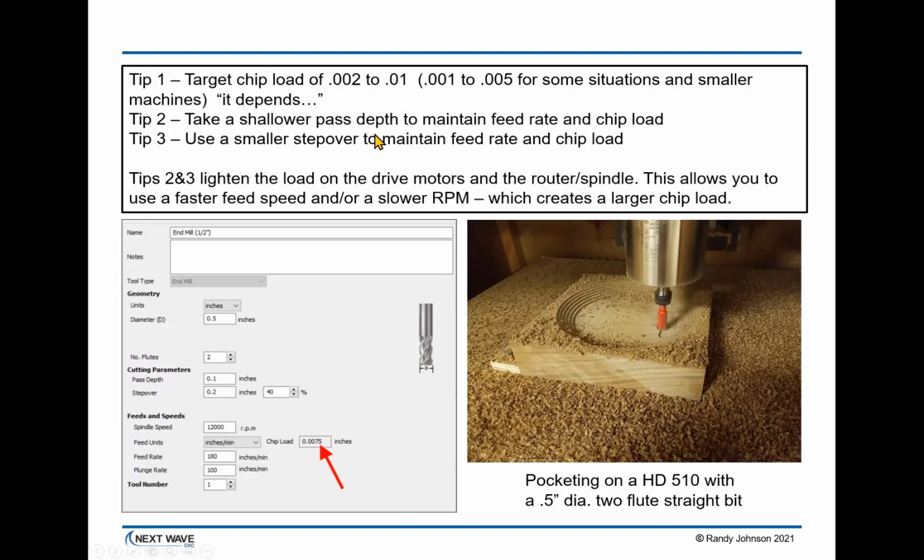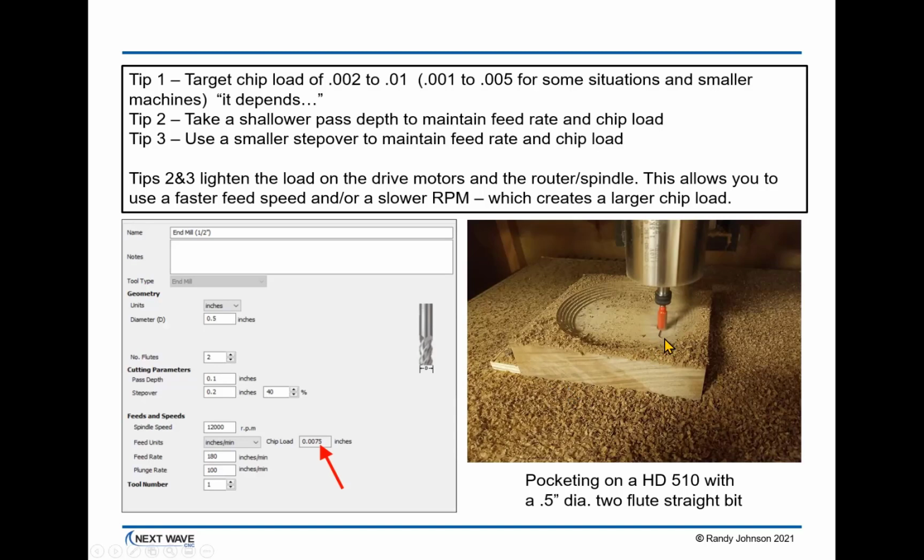Take a shallower pass depth to maintain feed rate and chip load. That's a good tip. And as well as using a smaller step over, because that'll also put, like I said, less load in your tool. Okay, so seeing this picture here, this is ideally when you're cutting wood, you should be getting little shavings. If you're really just getting dust, then you are probably running your router too fast on the RPM, or you're moving it too slow, because you're just taking tiny little cuts, and you're definitely going to overheat your wood or your router bit. And you're also just probably wasting time. You can probably get the job done a lot quicker.